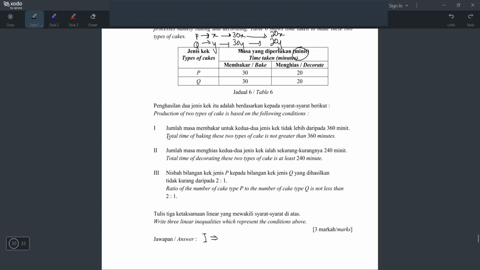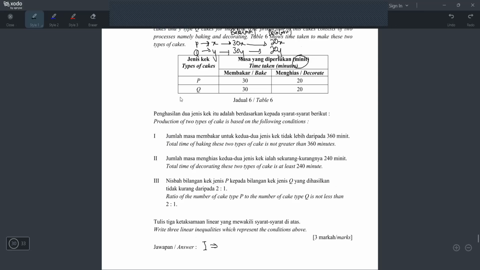Okay, first inequality, let's see what they're talking about. Total time of baking these two types of cake is not greater than. Not greater than means no more than, and the symbol is less than or equal to. So what is the total time for baking? I can't write x plus y less than or equal to 360. That's wrong, because x and y are the number of cakes. Now I'm talking about time. So the baking time is 30x plus 30y. So 30x plus 30y less than or equal to 360.